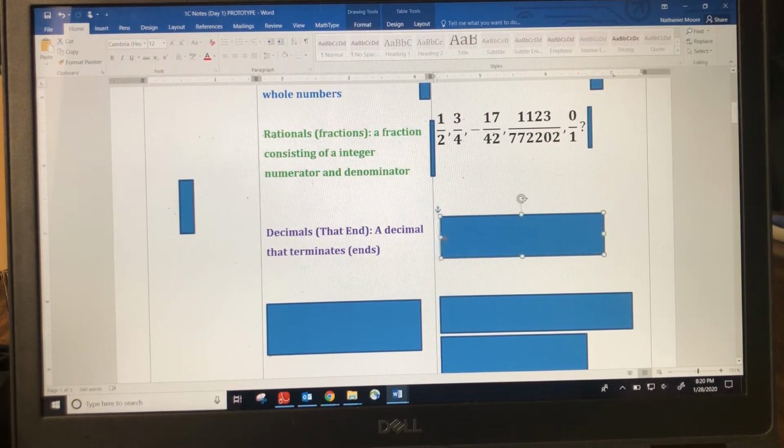An example of these would be 1.5. Well, 1.5 ends. It's just 1.5. That's it. It doesn't go on forever. It stops. Another example would be 0.3. That one stops. It doesn't go on forever. Or maybe something like 1.27999. This one stops after about three nines. It doesn't go on forever.